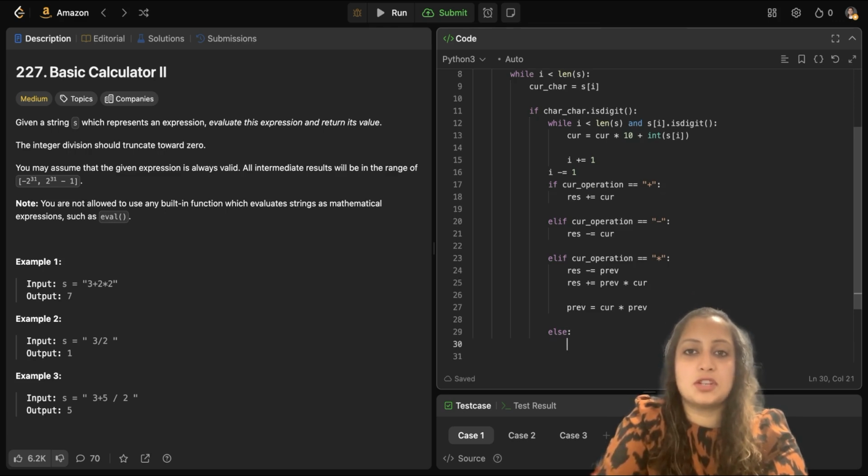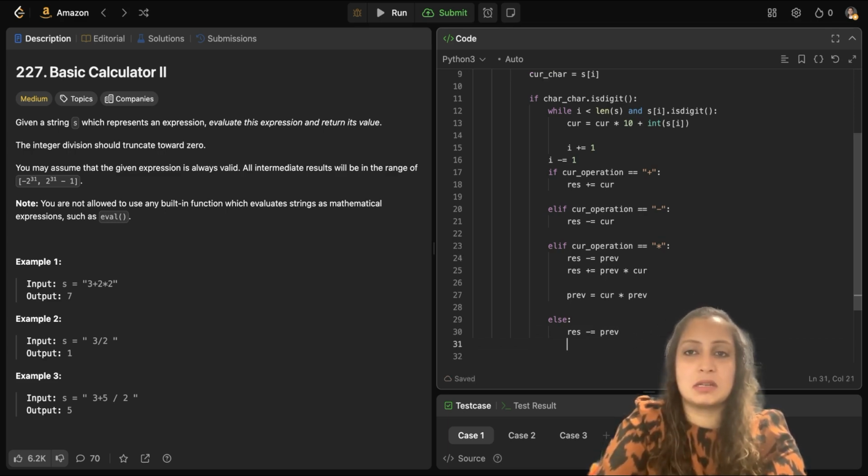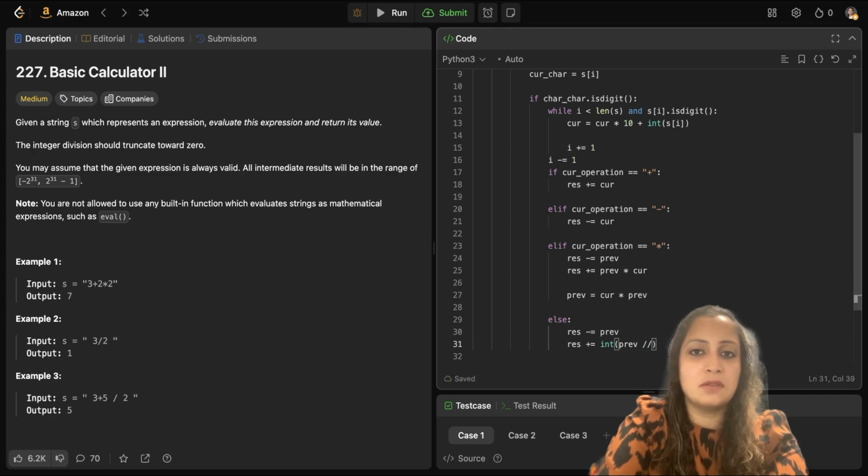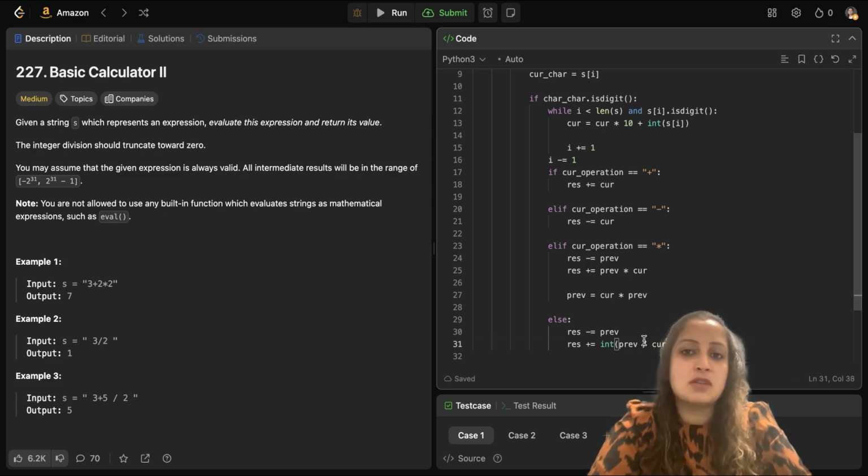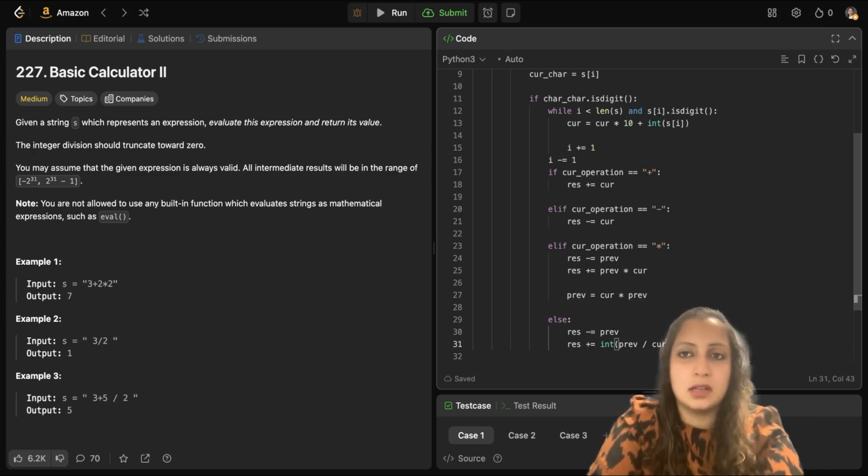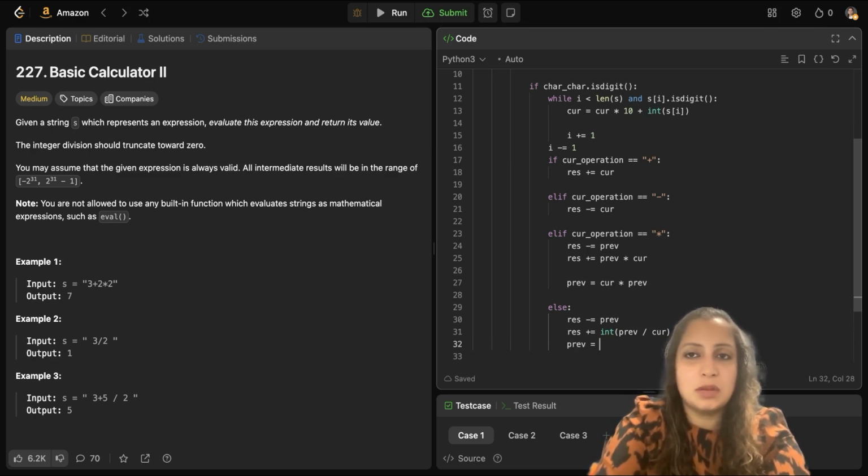That's it. If it's a division operation, in such a scenario also, I will first reverse the prior operation which I've performed of the addition. I will subtract previous from the result, and then I will update my result by adding int of previous divided by current. You would ask me, why didn't I do integer division rather than int of previous divided by current? That's because if either the previous or current value is negative and you perform integer division there, the rounded value which you get is incorrect. So you want the answer to be correct, and that's why you have to use the int function rather than an integer division. You can try solving it with both. With that, some of the test cases will fail. And you will update your previous value. Your previous would be int of previous divided by current.